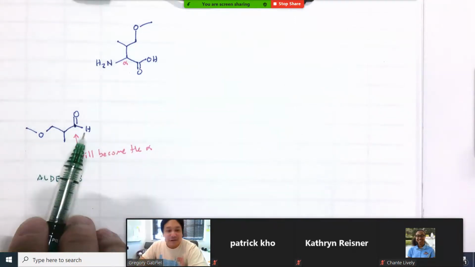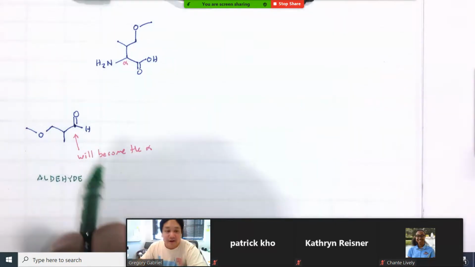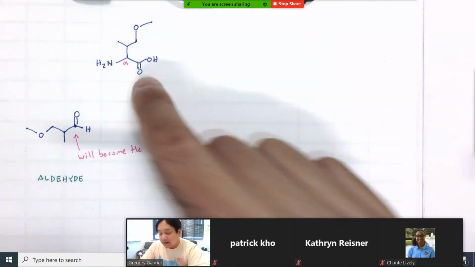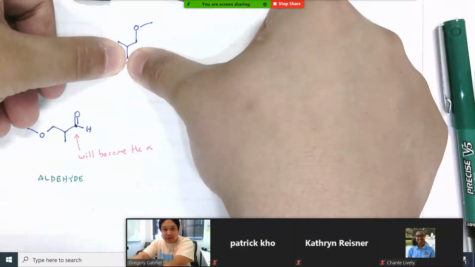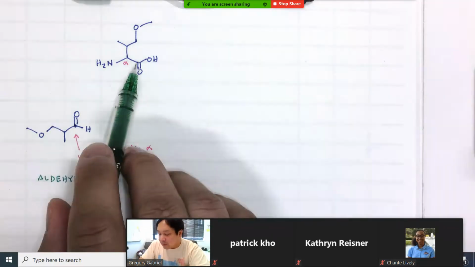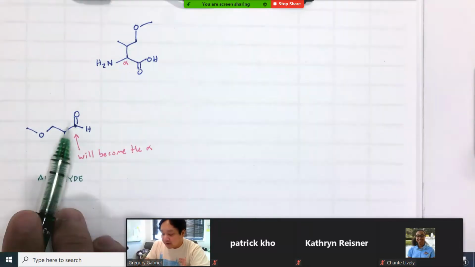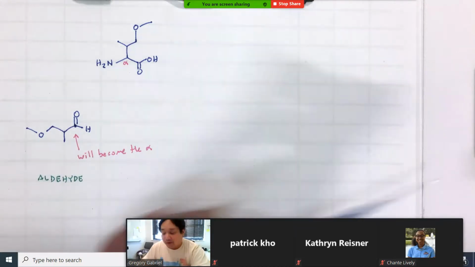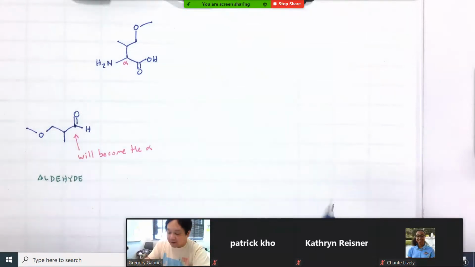See this hydrogen right here? That's actually the alpha hydrogen right here. So it has to be an aldehyde. And your aldehyde now should be one carbon less than your carboxylic acid, because your aldehyde is only taking care of those carbons, the ones that are visible. So look at your target: 1, 2, 3, 4, 5, 6. Look at your starting aldehyde: 1, 2, 3, 4, 5. That's the hard part, coming up with your starting material aldehyde for this Strecker.